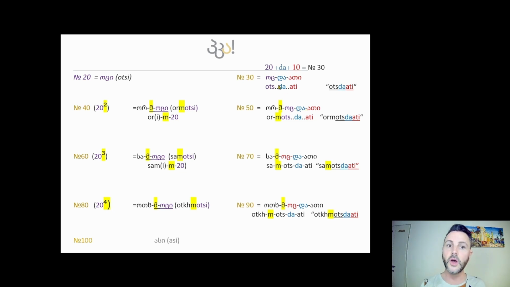So, 30, otsdaati. 40, ormotsi. 50, ormotsdaati. 60, samotsi. 70, samotsdaati. 80, otchmotsi, multiples of 4 20s. Othmotsi. 90, 10 more. Othmotsdaati. And here, after you've run out of oxygen and you can barely speak, 100 is just asi. As 10 is ati, 100 is asi.